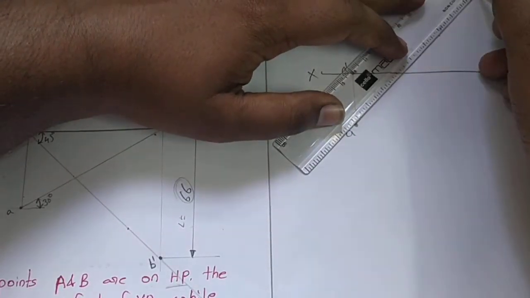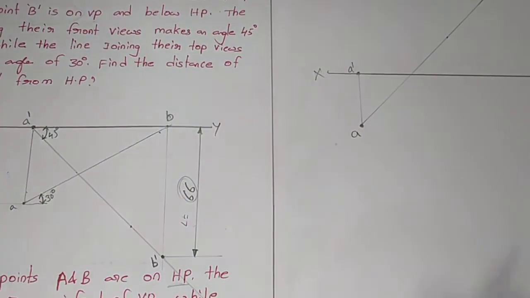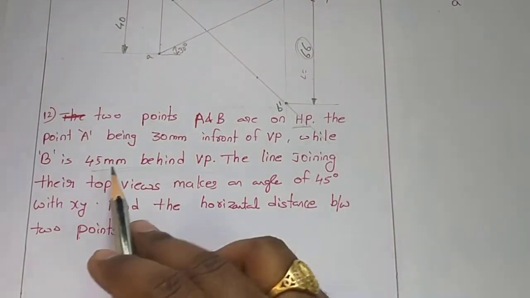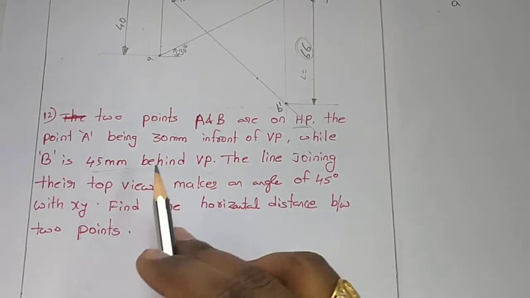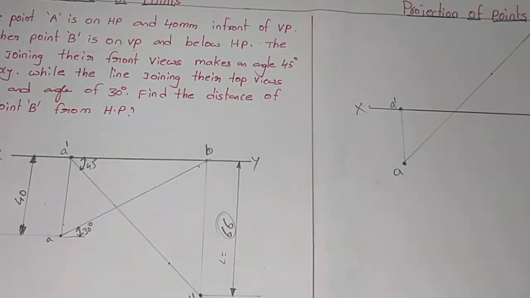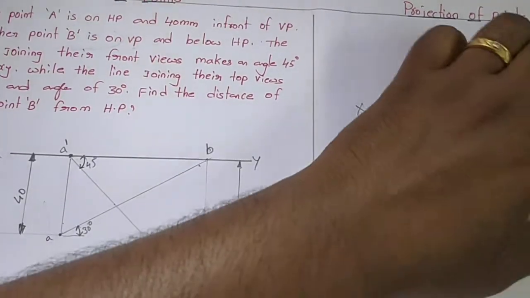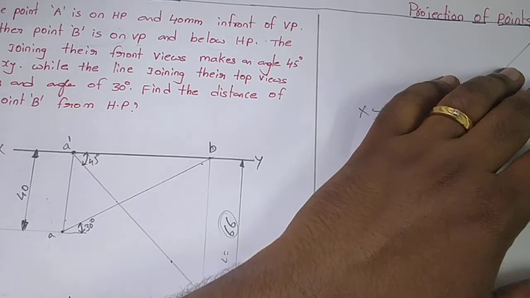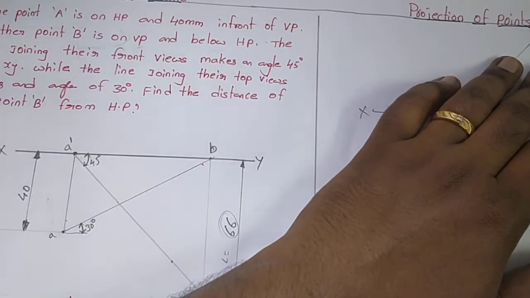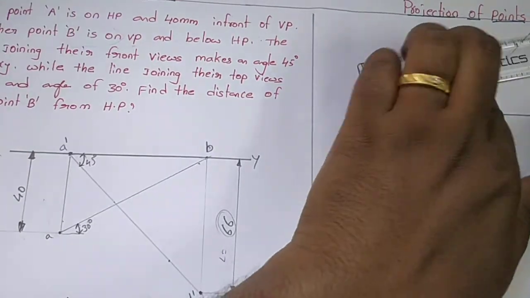This is the 45 degrees line. Next, here they have given one condition, that is the point B is 40 mm behind VP, so the distance from XY to point B is 45 mm. Okay, it is the 45 mm line.